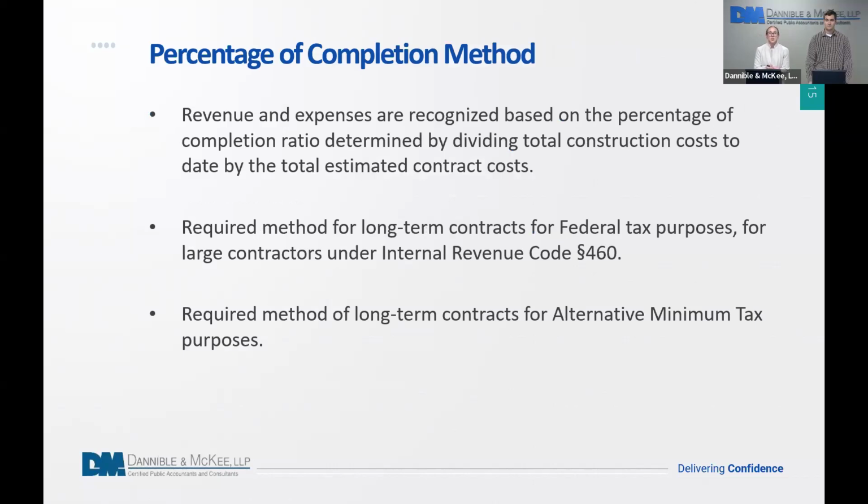So percentage of completion method, again, this is the method of accounting that's required for large contractors. Under this method, revenue and expenses are recognized based on a percentage of completion ratio, which is determined by dividing the total cost to date on a contract over the total estimated cost of the project. Again, this method is required for federal income tax purposes for the large contractors, and it is the required method for those taxpayers that are subject to alternative minimum tax.